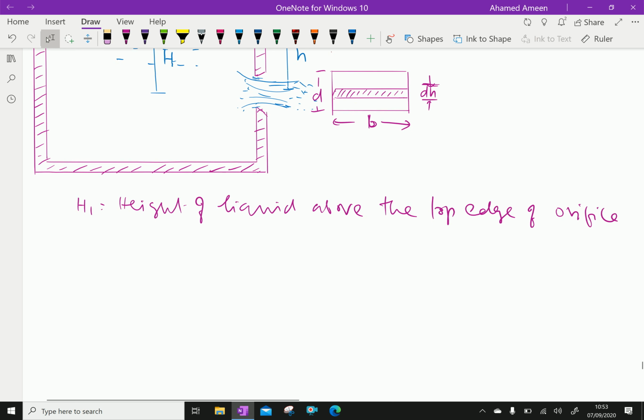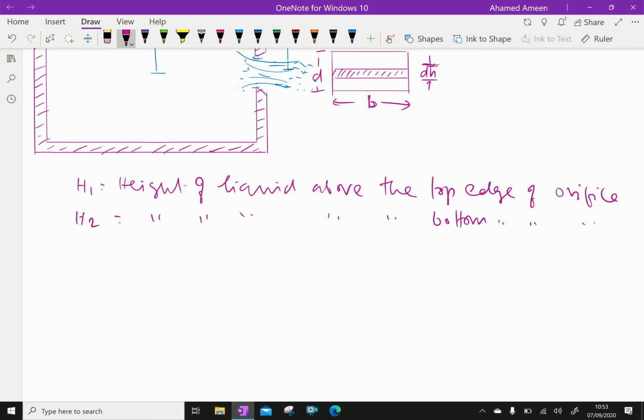And h2 is the height of the liquid above the bottom edge of the orifice. B equals the breadth of the orifice.